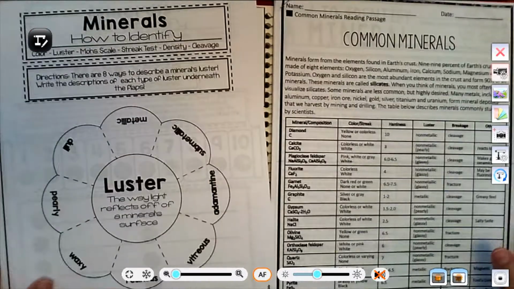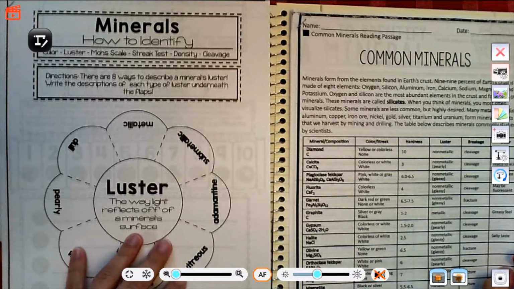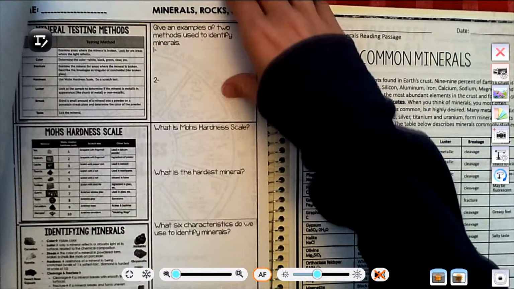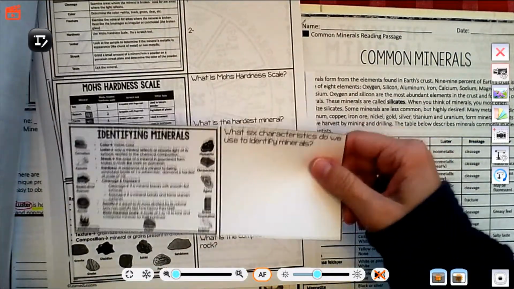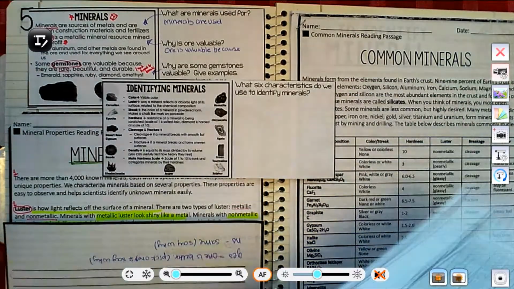Okay, so we're working on page 6. You're going to need these 2 packets. In this packet on the left, you're going to need to flip to the first page of this one. It's the one that only has this one left on the bottom, identifying minerals, and cut out identifying minerals. So it's the first one you're going to need.